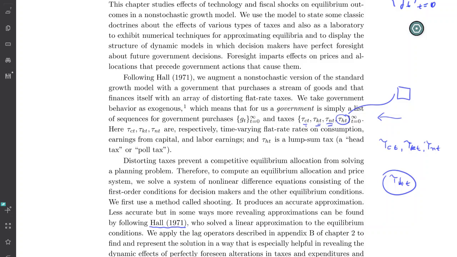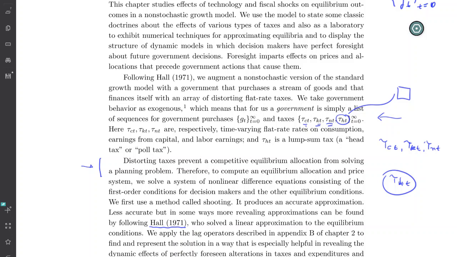Okay, so what's going to happen is, and this is the key sentence, distorting taxes are going to prevent us from solving competitive equilibrium allocations by solving a planning problem. So we're not going to be able to use lots of the tricks that we used in, say, Chapter 9 that exploit the welfare theorems. So the allocations that we're going to compute are not going to be Pareto optimal in the sense of Chapter 9. And what that means is we're going to have a different algorithm. And what we're going to use is a shooting algorithm.